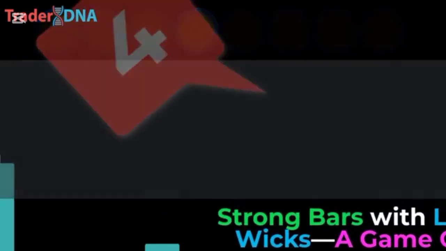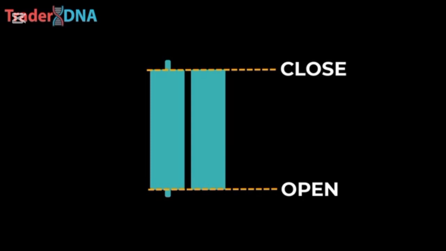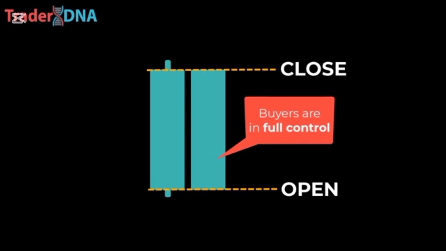Let's break it down. In a strong uptrend, if a candlestick opens and immediately pushes higher without significant pullbacks, or if it does pull back, the retracement is very minimal. This tells us something big. Buyers are in full control. They are aggressively pushing prices up, showing a strong willingness to buy as soon as the previous bar closes.